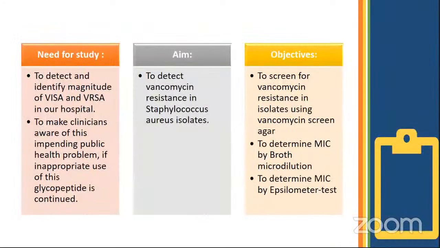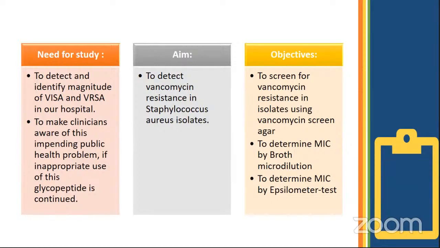Need for the study: to detect and identify the magnitude of VISA and VRSA in our hospital to make clinicians aware of this impending public health problem if inappropriate use of this glycopeptide is continued. Aim: to detect vancomycin resistance in Staphylococcus aureus isolates.